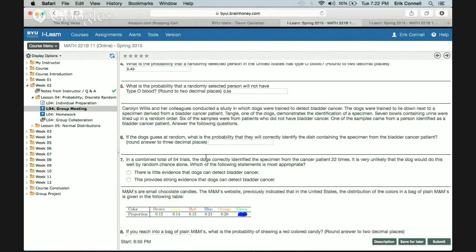If the dogs guess at random, what is the probability they will correctly identify? 16.7%. 0.167, or 1... Round it to 3 decimals, it says. 0.167 then. Okay.